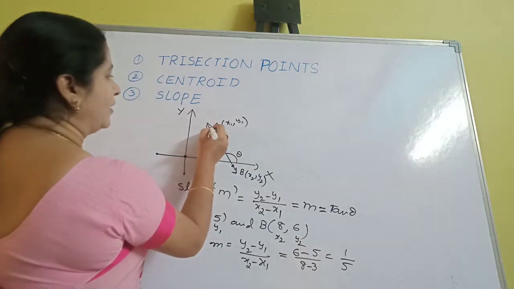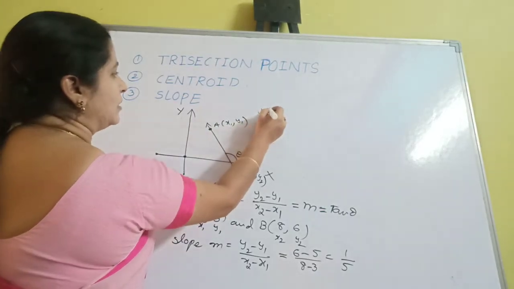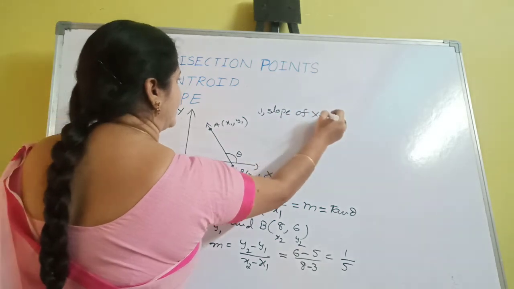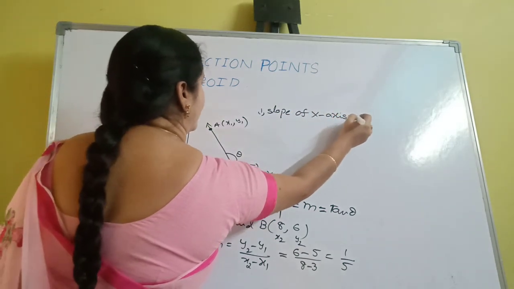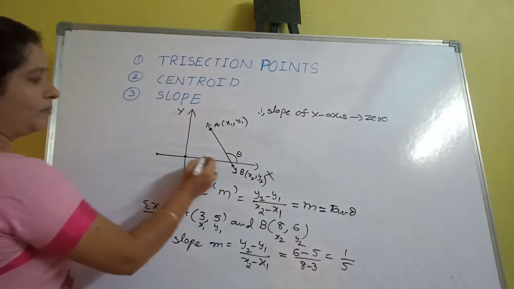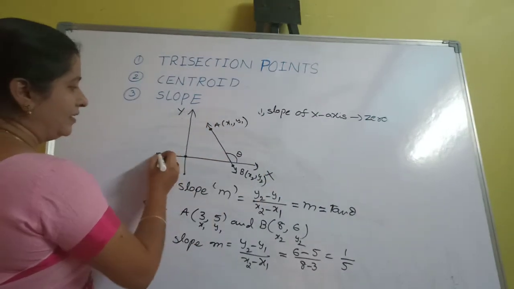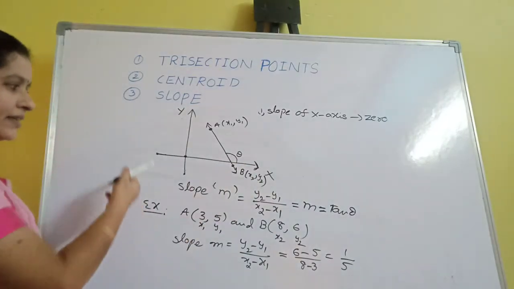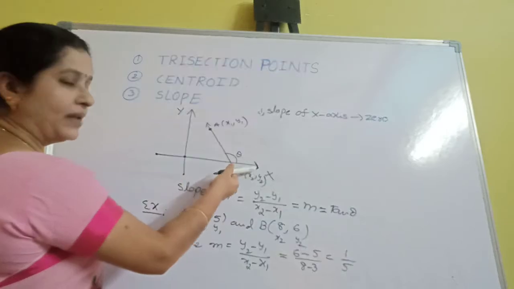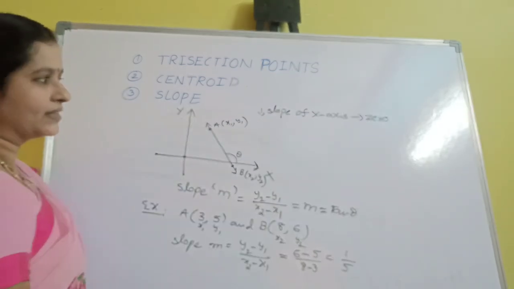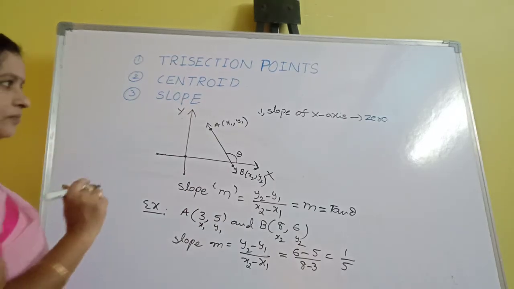One more point according to this. What is the slope of the x-axis? The slope of the x-axis is always 0. There is no slope for the x-axis. The x-axis is on the plane horizontally. So the slope of the x-axis is always 0.